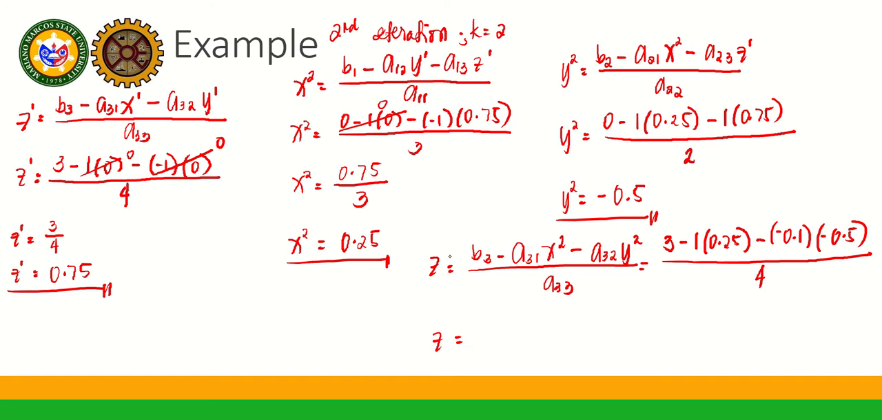So solving for z raised to 2, this is z raised to 2. Since k is equal to 2, I'm sorry. So z raised to 2 is 0.5625. Okay? So that is how you solve using the Gauss-Seidel method. Okay? So that is how you solve.